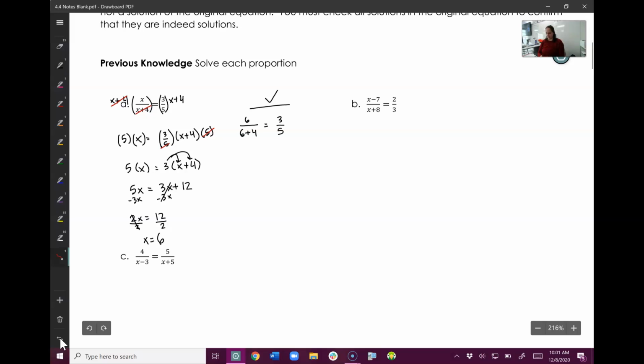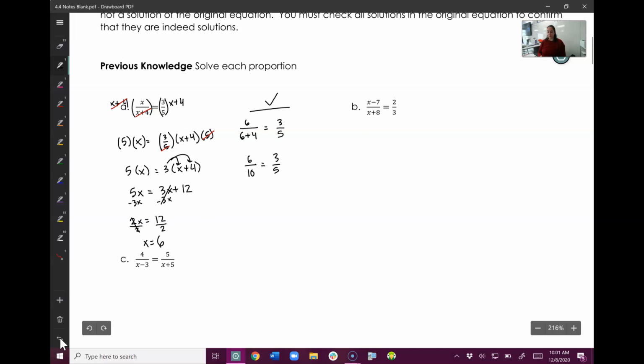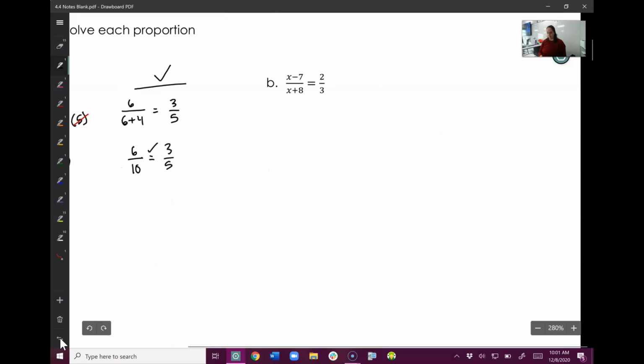So I took my 6 and I plugged it back into the equation for x. So now I've got 6 on top. 6 plus 4 is 10, and 3/5. And if you want to double check by putting that into your calculator, we know that 6/10 is the same decimal as 3/5. Those are equal. So this checks out, which means that is my solution. I'm good.